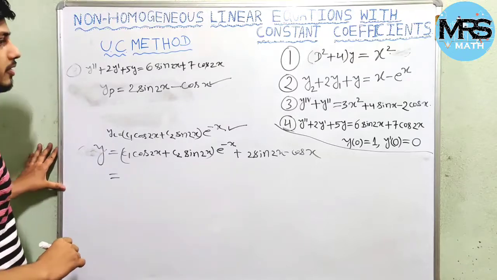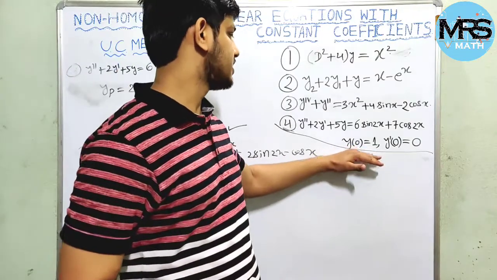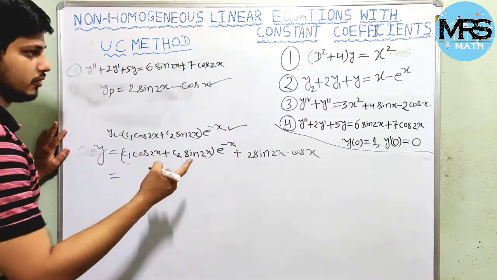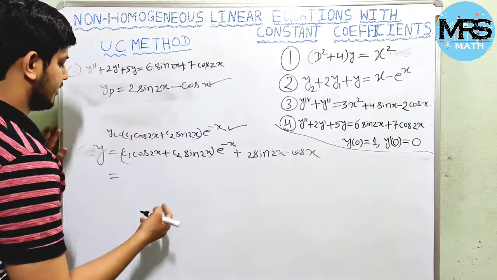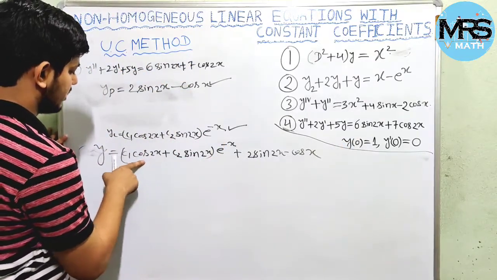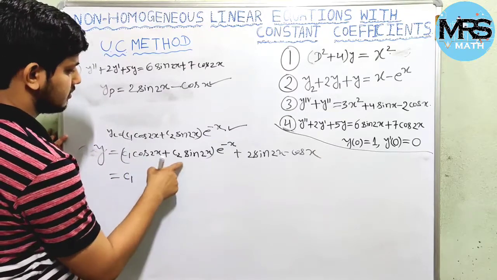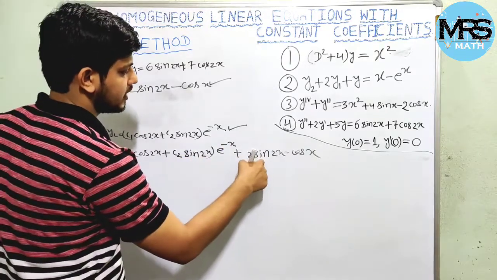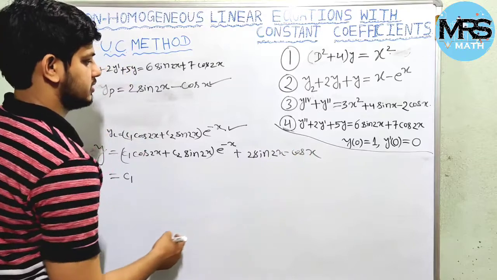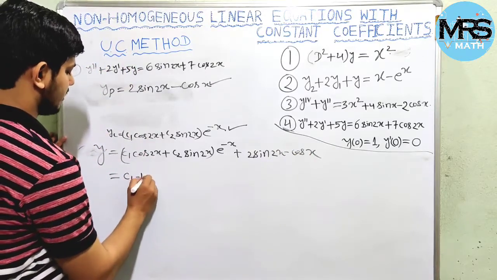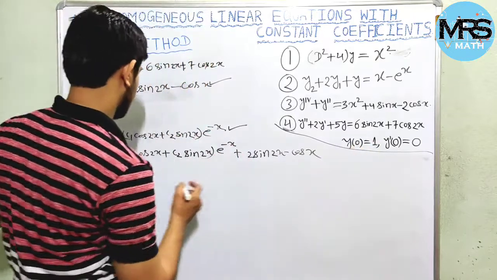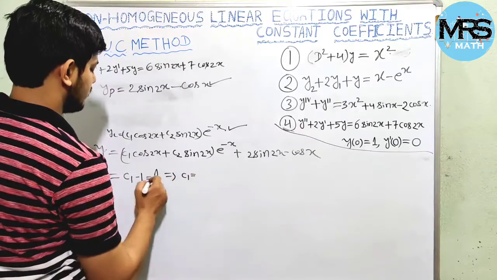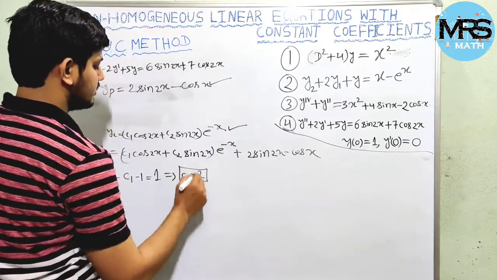Okay, so here the condition has been given: y of 0 is 1. So putting x as 0, y of 0 means y of x at 0. Then that will be c1 into 1, and this one will be 0, and e to the 0 is 1. Again sin of 0 is 0, minus cos 0, that means minus 1, which is equal to the given 1. So the value of c1 is 1 plus 1, that is 2. Okay, c1 value is 2.